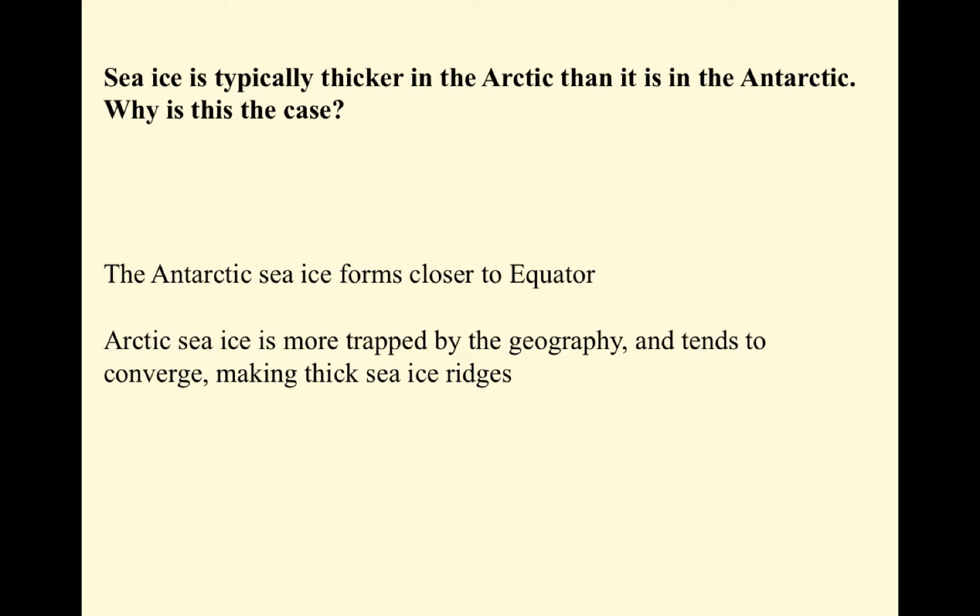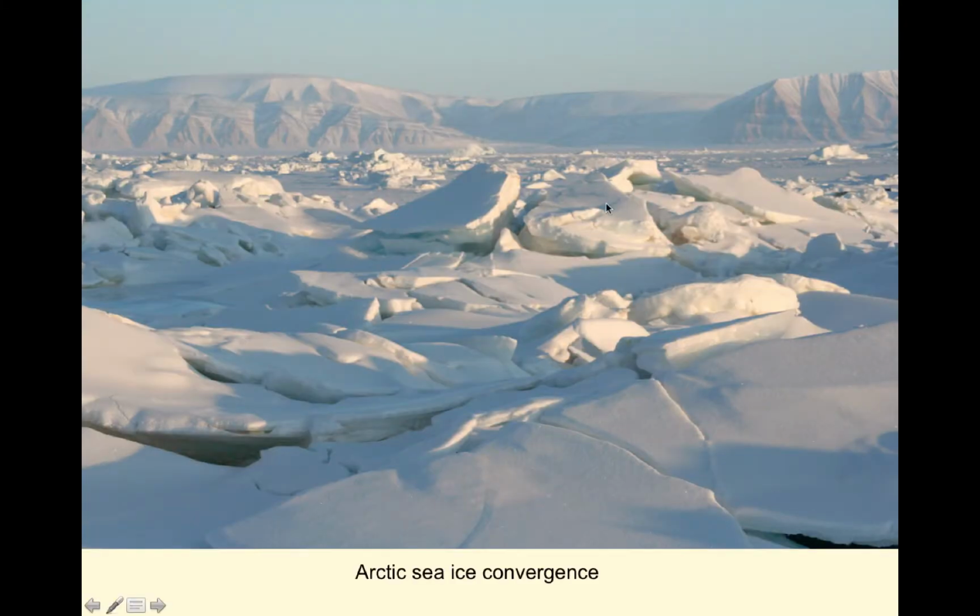The Arctic sea ice is more trapped by the geography and tends to converge, making thick sea ice ridges. Here you can see a sea ice ridge accumulating on itself as it converges. It's bounded by continents, so it tends to cluster together. However, it also can grow directly at the North Pole, which is a place where you have a minimum amount of sunlight over the course of the year, so that's a good place to promote ongoing sea ice throughout the year by growing it right at the pole. That's not allowed to happen at the South Pole.